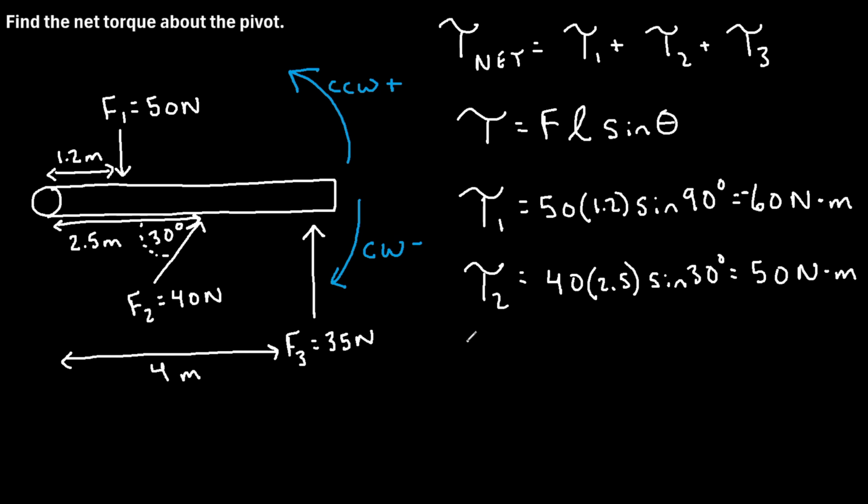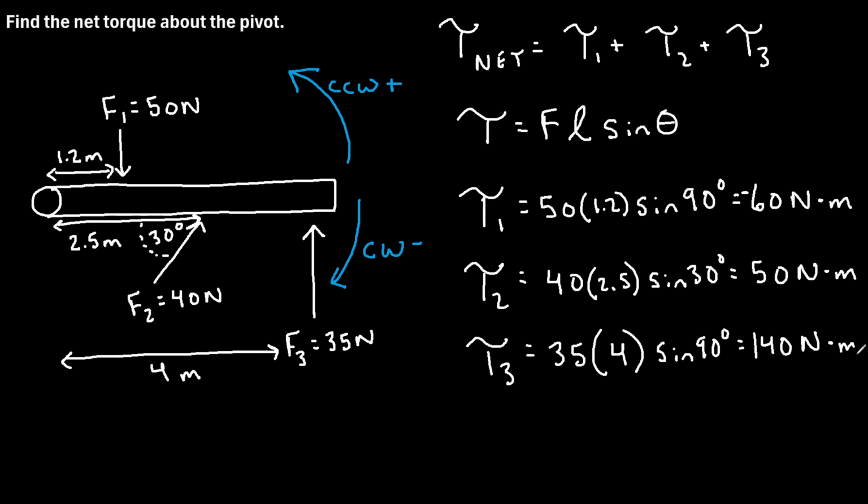And lastly, let's calculate torque 3. So that will be force 3, which we're told is 35 newtons, times its distance from the axis of rotation, which is 4 meters, times the angle that it's being applied at. So this force is also being applied at a 90-degree angle. So we also have the sine of 90 degrees. And again, the sine of 90 degrees is just 1. So we have 35 times 4. That turns out to be 140. And we'll say Newton meters. And this force is also being applied in a counterclockwise direction. So that will be a positive torque.